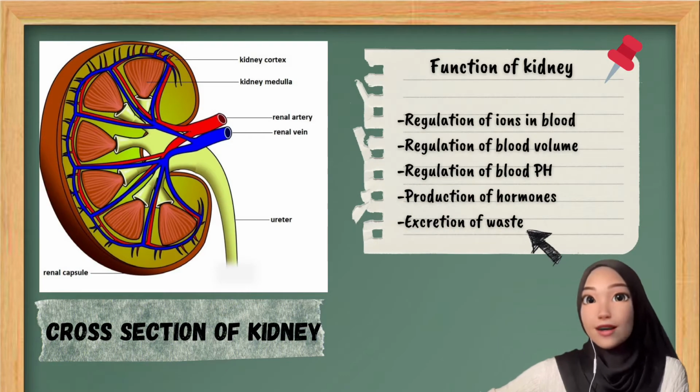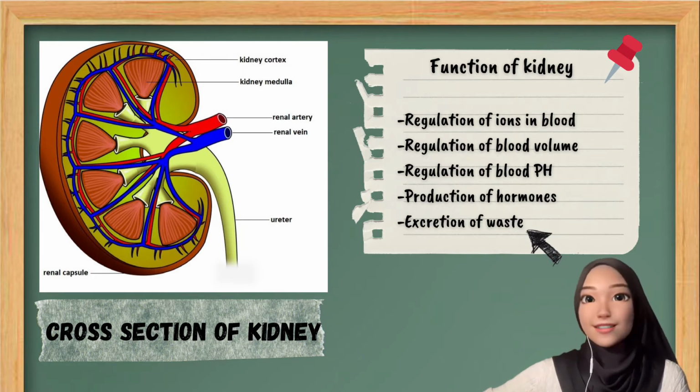Okay, now going deeper into our kidney, as you can see here is the cross section of the kidney, which consists of kidney cortex, kidney medulla, renal artery, renal vein, ureter, and renal capsule.